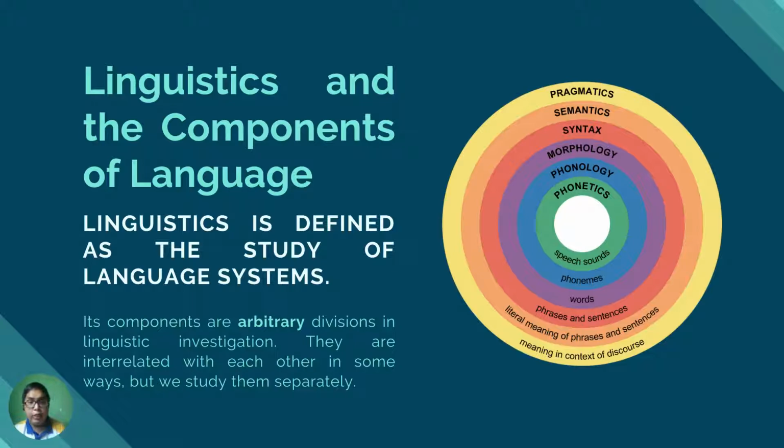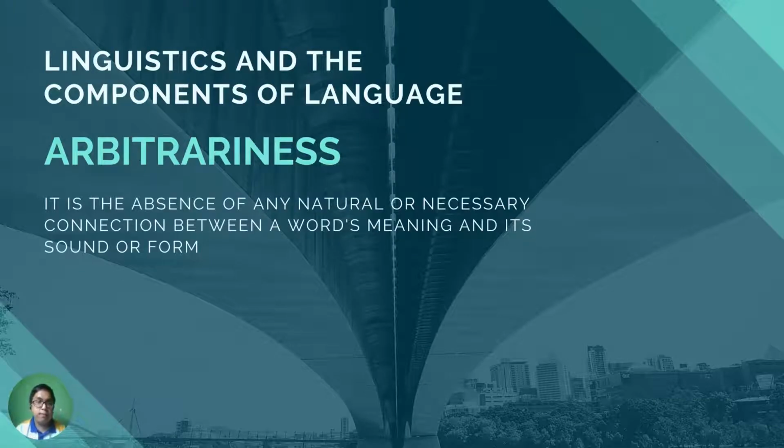So, linguistics is defined as the study of language systems. In the course of your journey here in the AP English language, you will get to know further the different components of language as separate courses, which you're also going to take later on. So its components are arbitrary divisions in linguistic investigation. They are interrelated with each other in some ways, but we study them separately. So you might ask what the meaning of arbitrary is. Let's now proceed to the next slide.